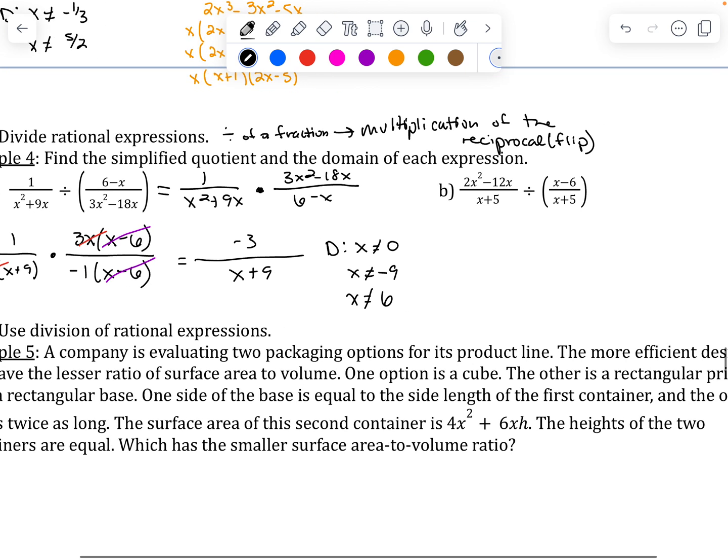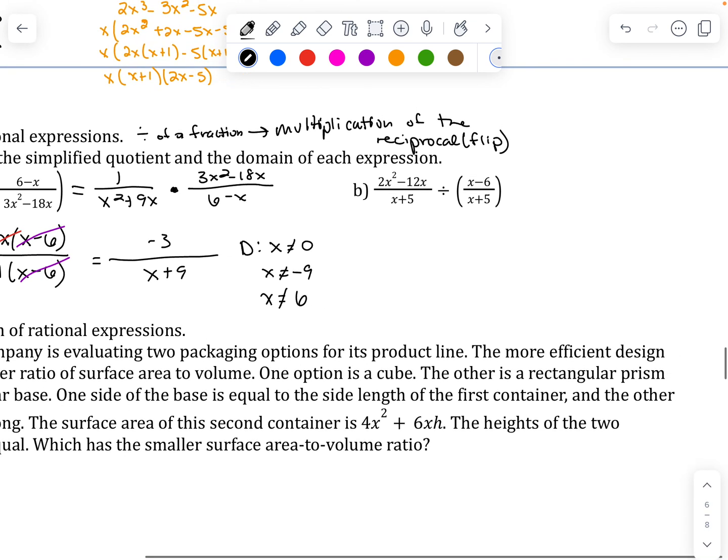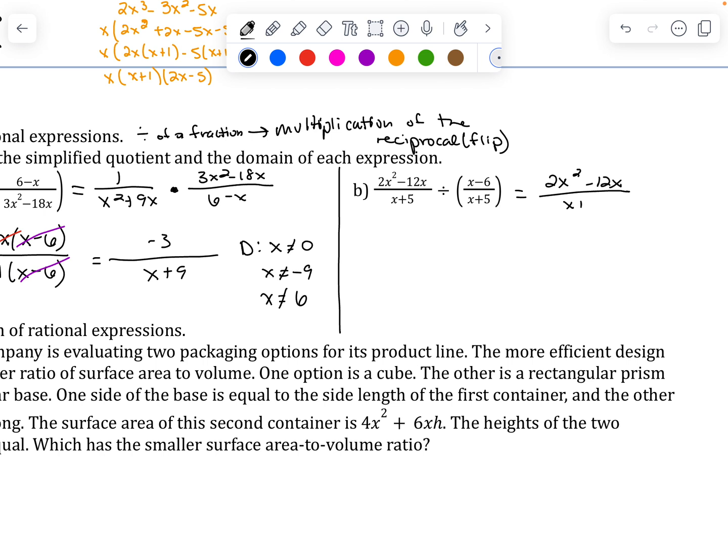And guess what? It's the same exact thing here. So you're going to get really good at factoring and figuring out what can cancel. So the equivalency here is 2x squared minus 12x over that x plus 5, and you're multiplying by x plus 5 over x minus 6.